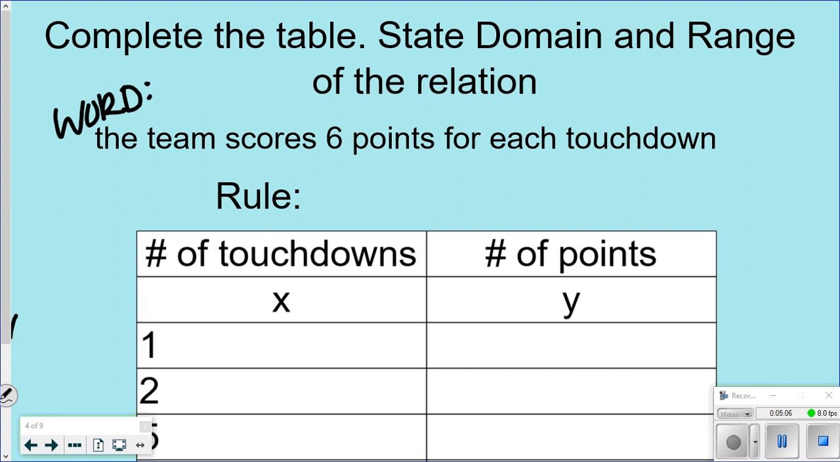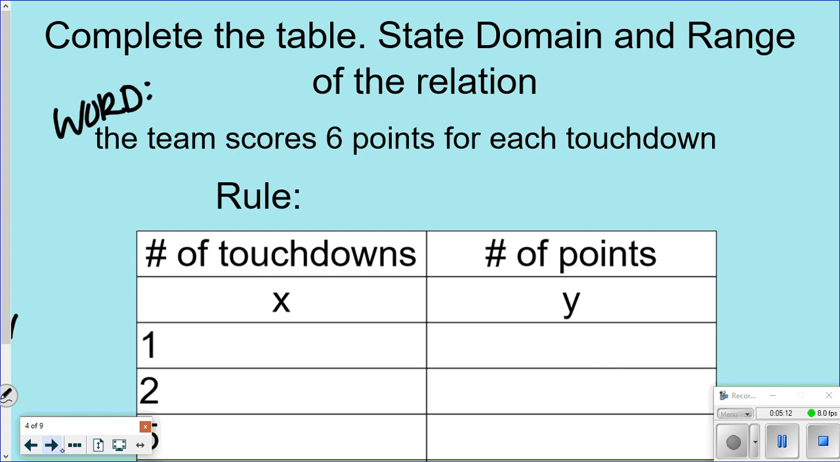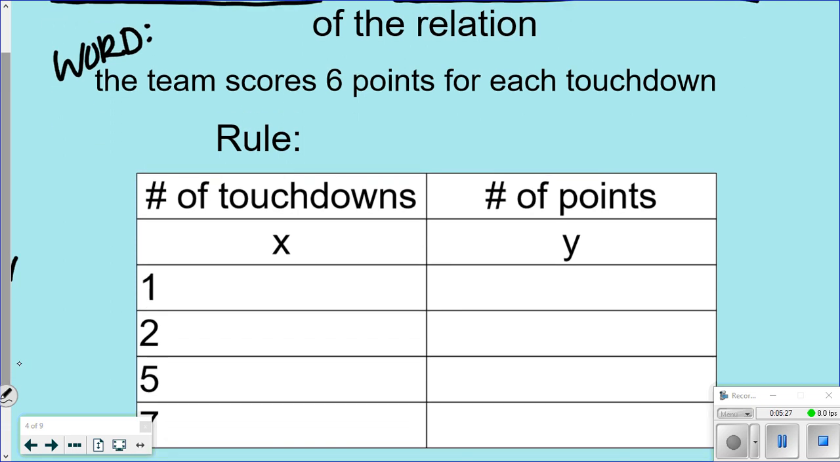So before, if I flip back, before they gave it to you in the equation. Now they're going to give it to you in word form, and they're going to have you take it from word form and put it into a table. And then it says state the domain and range. If you see that, it's complete the table, state the domain and range. We'll do the state the domain and range last. That has to be the last thing that happens because we're going to figure out our table first. So this is the word format.